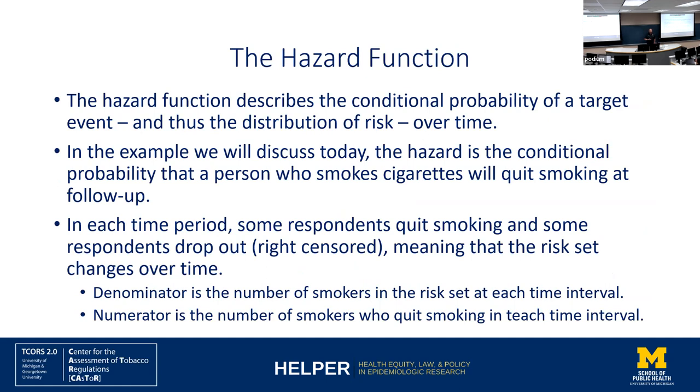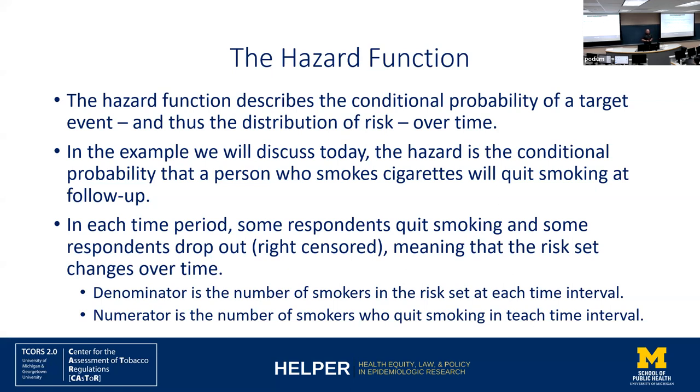So again, the hazard function, what we're really interested in modeling in these discrete time models, is the conditional probability of a target event and thus the distribution of risk over time. Today, the hazard is the conditional probability that a person who smokes cigarettes will quit smoking at follow-up. In each time period, some respondents quit smoking, some respondents drop out, right? They're lost at follow-up. So you'll have some individuals that respond to wave two of the PATH data that disappear. Those are right censored if they don't have the event.